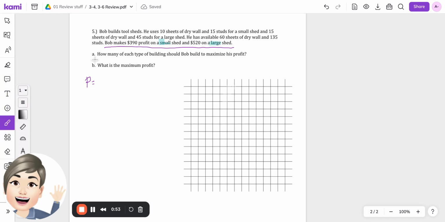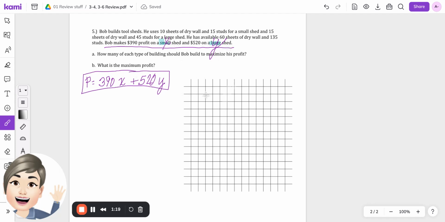Okay, so I'm going to put that right on top of here. I'm going to call the small X and the large Y. So P equals $390 per small plus $520 per large. Right there is my objective function. Easy peasy lemon squeezy. Now, you let the small shed be X and you let the large shed be Y.